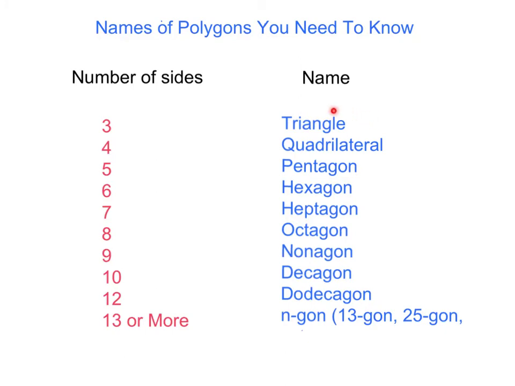So 3-sided, we got triangle, then quadrilateral, pentagon, hexagon, you guys should know those. Heptagon, you might have forgotten, but octagon, you know, that's a stop sign. Next ones might be new. Nonagon, non-9. Decagon is 10, like a decade, 10. Dodecagon is 12. And then after 13 we use n-gon, so it would be like 13-gon, or if we had more, 25-gon, etc. Okay, next.